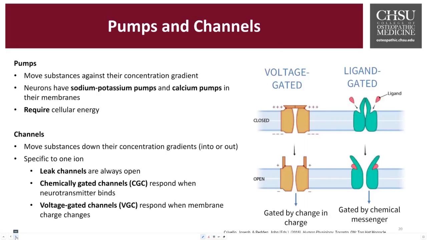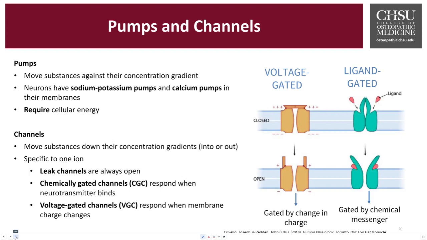Communication through action potentials. Pumps are proteins that move substances against a concentration gradient, which requires an input of energy. Our neurons are filled with these kinds of pumps, the sodium-potassium pump and a calcium pump. On the other side, channels do not require ATP, and they are able to move ions down the gradient from high to low concentration, or from the inside out.